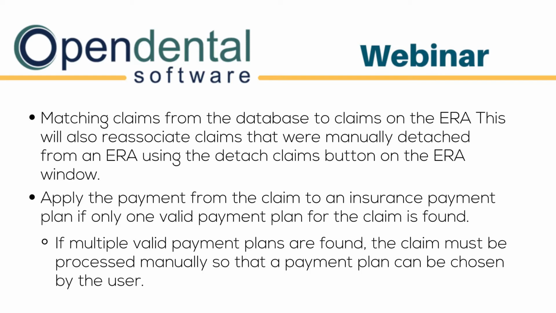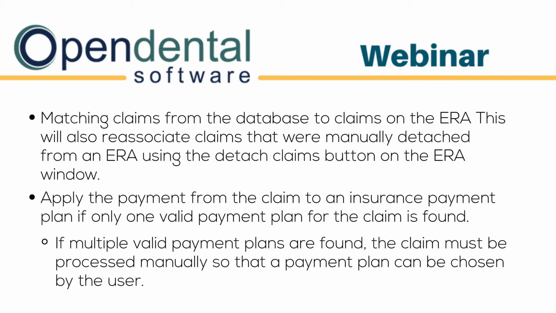When you are processing ERAs in fully automatic, there's a lot of things that are happening behind the scenes. So this is what the automatic ERA processing does. It matches claims from the database to claims on the ERA, and it will also reassociate claims that were manually detached from an ERA using the detached claim button.